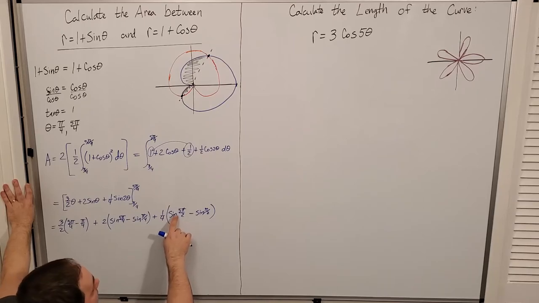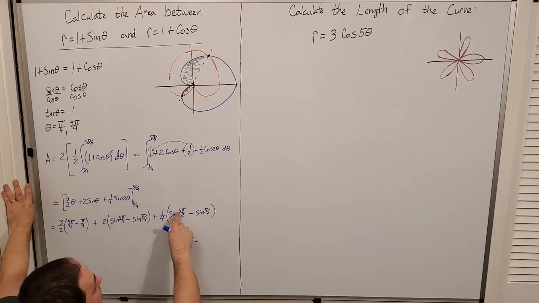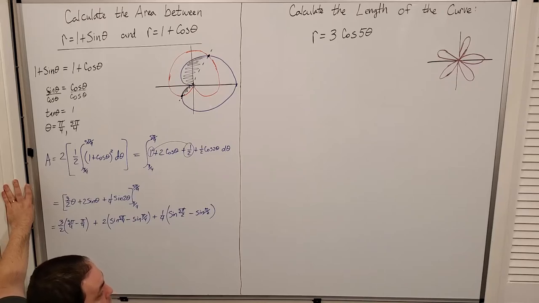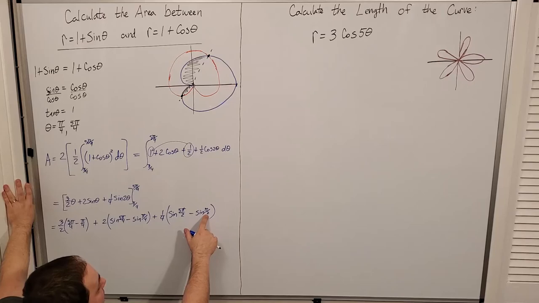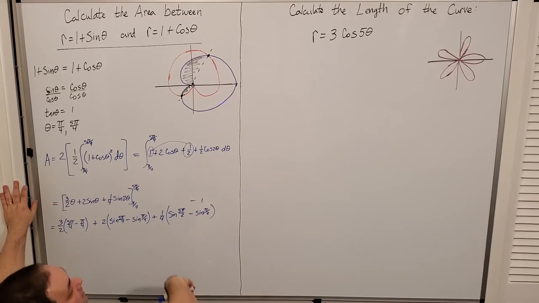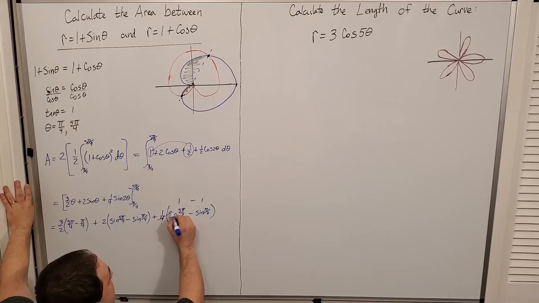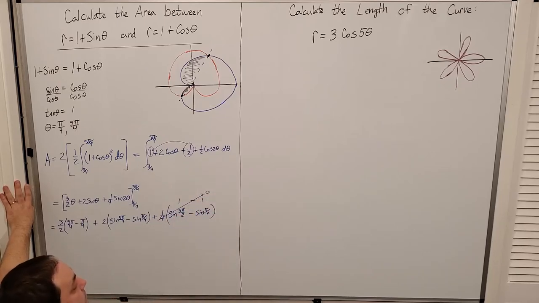Right here, I'm hoping that you're noticing 5 pi over 2 is on the y-axis. Sine of an odd multiple of pi over 2 like this is either going to be 1 or negative 1, and they alternate. So sine of pi over 2 is 1. Sine of 3 pi over 2 is negative 1. Sine of 5 pi over 2 goes back to positive 1 again. This piece zeros out.